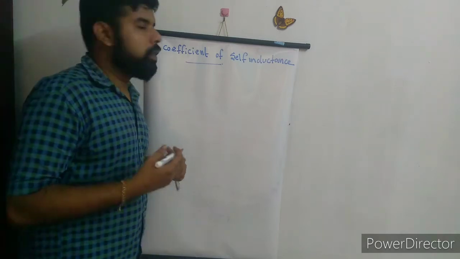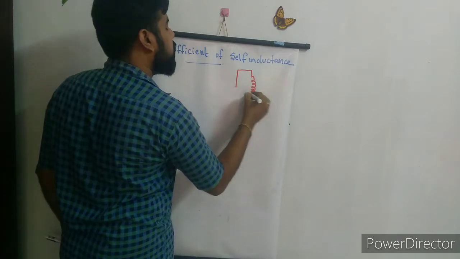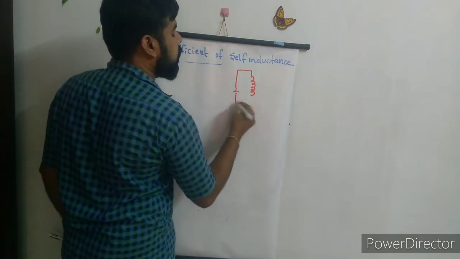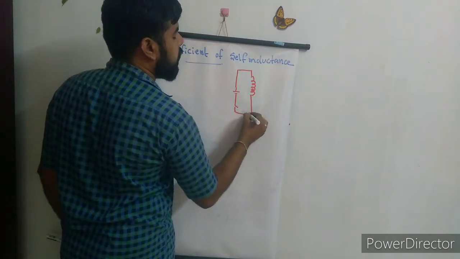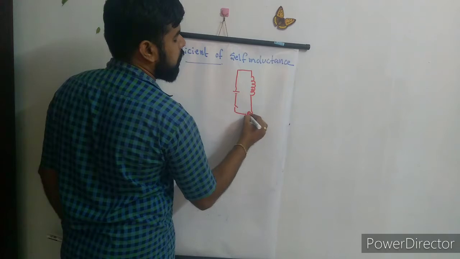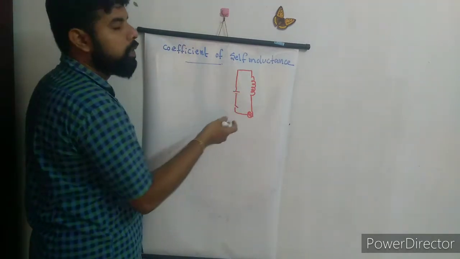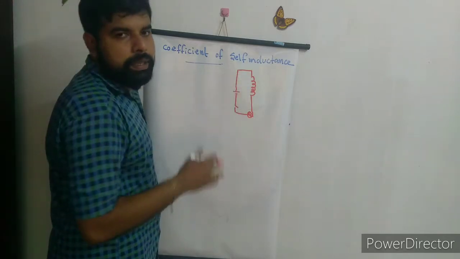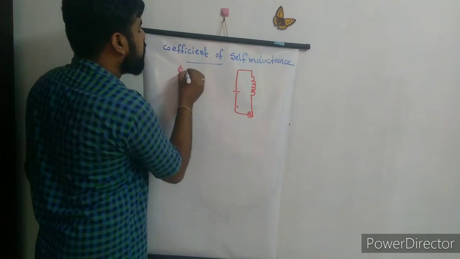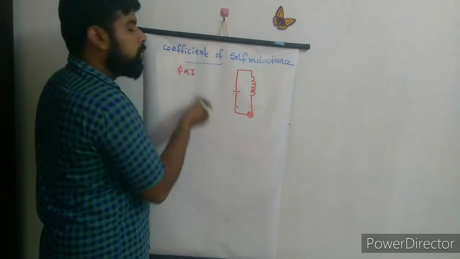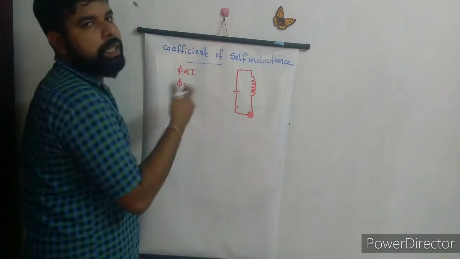We know the solenoid, with a galvanometer in the circuit. Suppose we increase the current through this solenoid. What will happen? The flux change will increase. Current increases and the flux change increases, so we can write that flux change is proportional to current. Flux change decreases when current decreases.